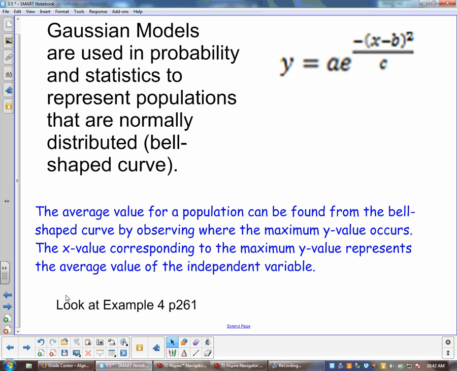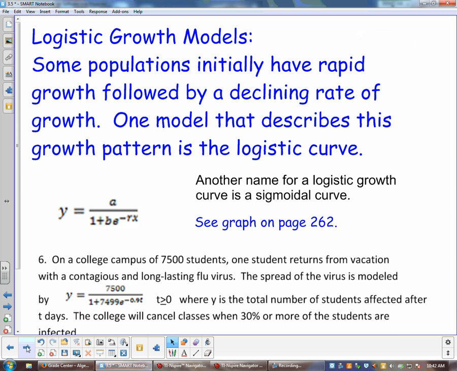Let's get back to our notes. Logistic growth model, we talked about this. Some populations initially have rapid growth, followed by a declining rate of growth. One model that describes this growth pattern is the logistic curve. Another name for this logistic curve is the sigmoidal curve. They have a graph of this on page 262, a nice example of a sigmoidal curve.